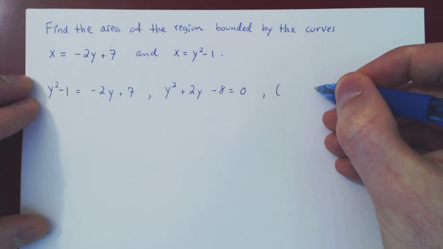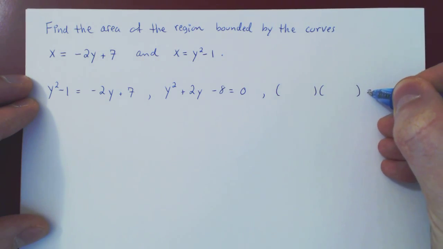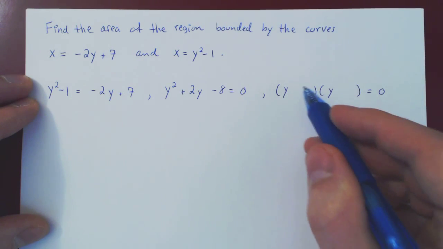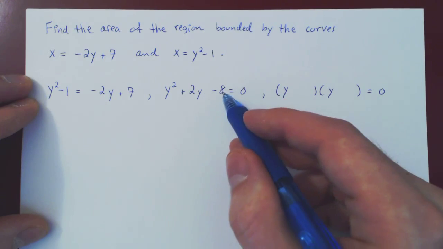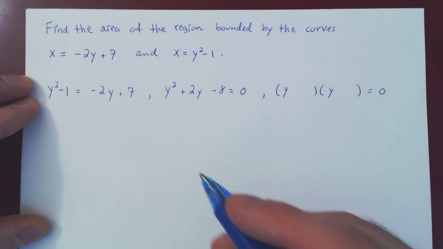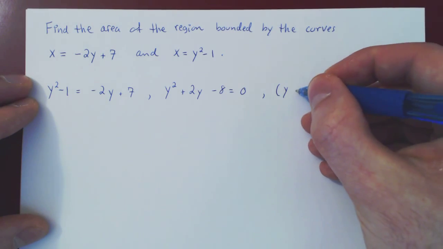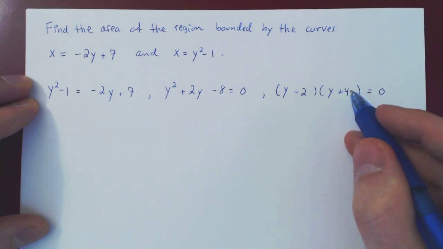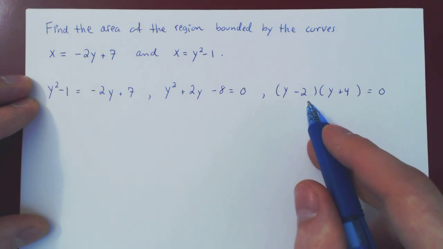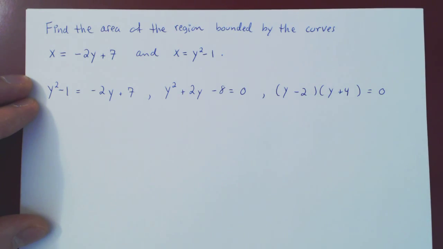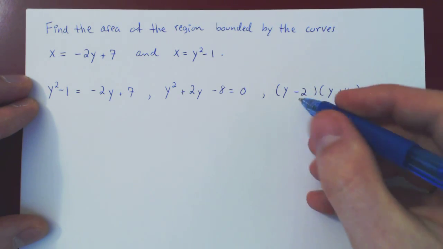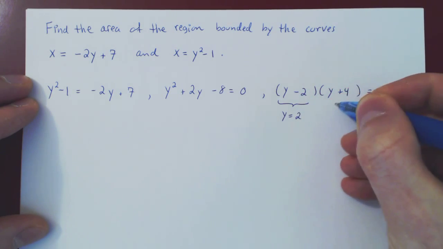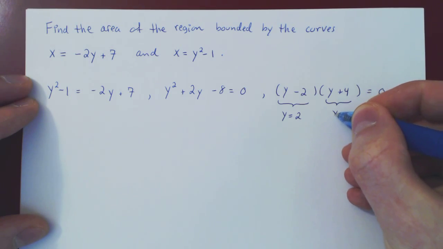So we have a quadratic. We're looking for two real numbers whose product is negative 8 and whose sum is positive 2. This is of course negative 2, positive 4. Negative 2 plus 4, positive 2. Negative 2 times 4, negative 8. And so our two zeros, y equals 2 or y equals negative 4.